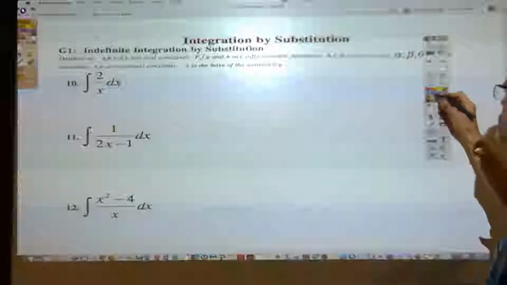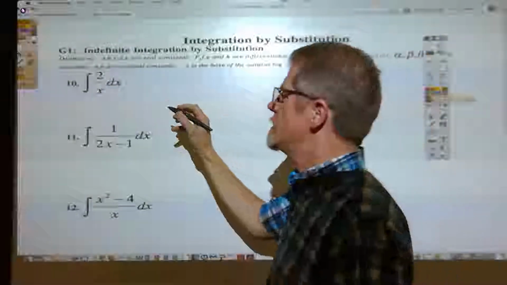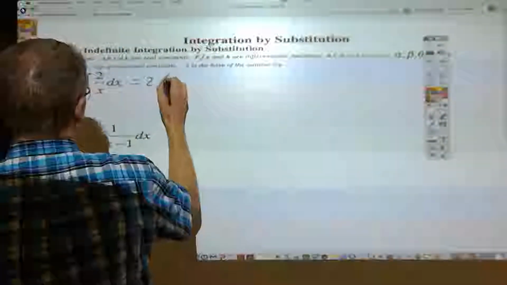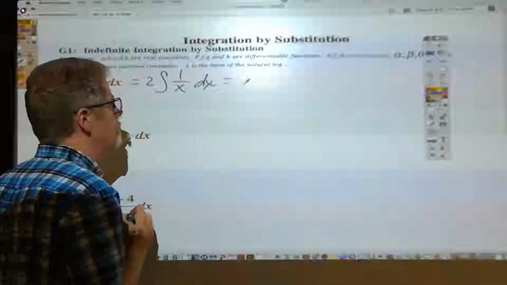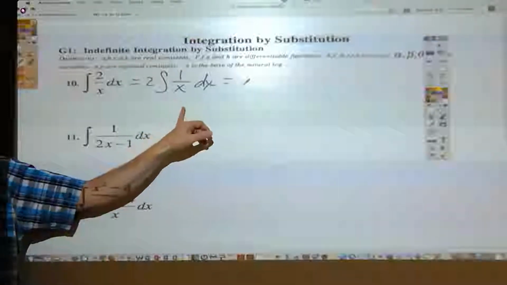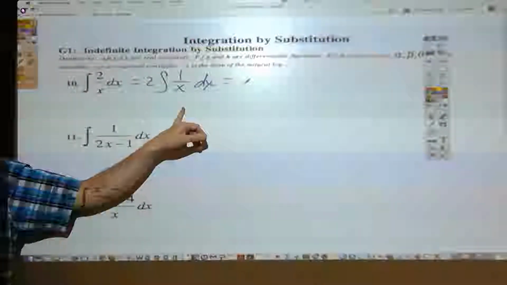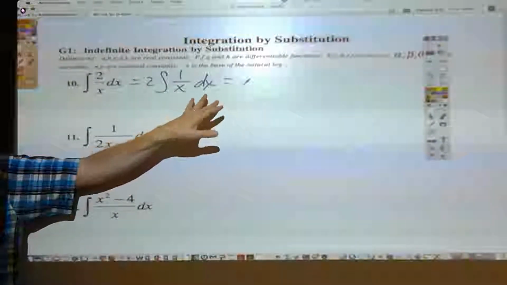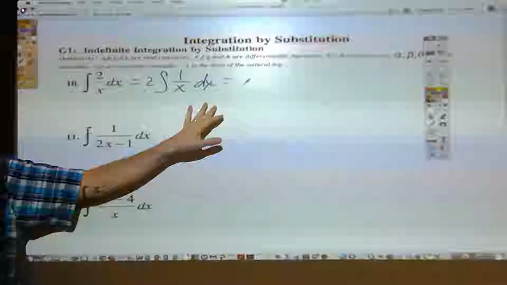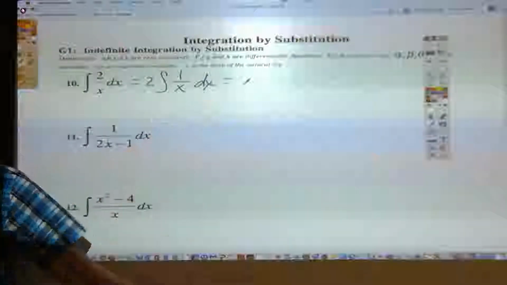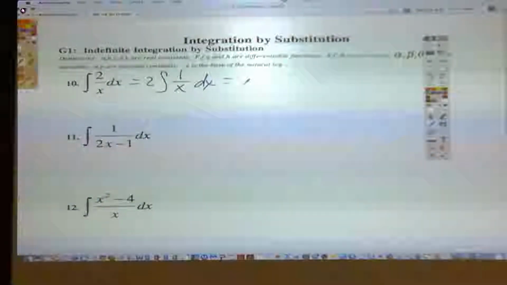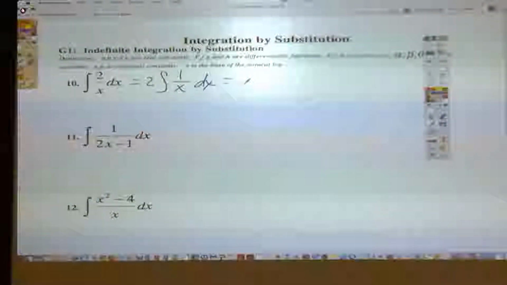Number 10. Now, number 10 is not a U substitution problem because when the 2 passes through the semi-permeable membrane, it is clear with no U substitution whatsoever that the answer must be what? Write down what you think the answer is to number 10. I'm just going to tour the room to see what sorts of things you come up with. Let's do number 10 together.